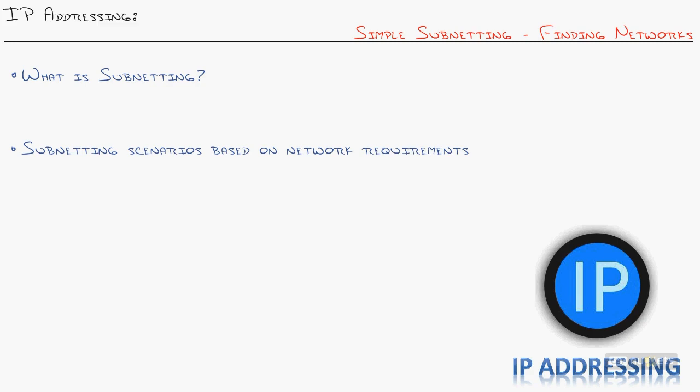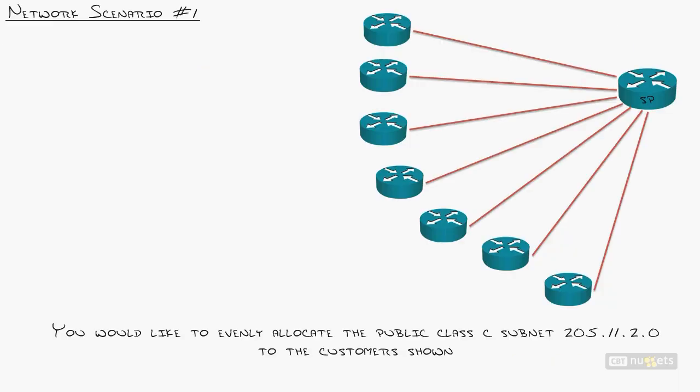First thing that we're going to do here is define it: what is subnetting, and explain where I would use this skill. And then we're going to look at the first style of subnetting, and that is subnetting based on network requirements. All right, I'm going to jump right into a network scenario and use it to describe subnetting.